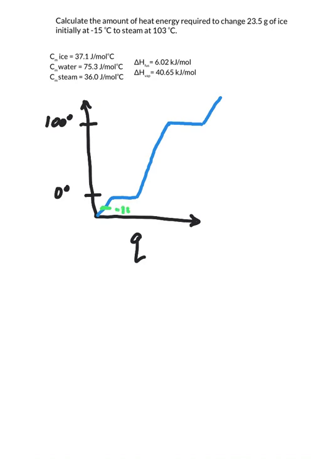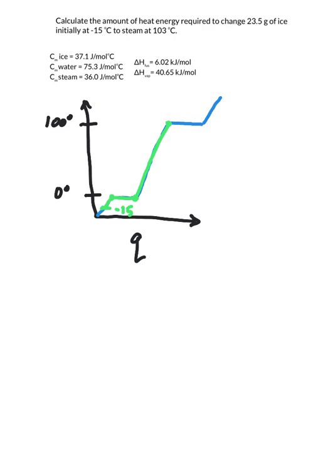We're starting down here at negative 15 degrees Celsius, where we have ice. The first thing that we'll need to do to convert this ice into steam is to first bring it up to its melting point. Step 1. Then we have to melt that ice. That's step 2. Once we've melted ice and converted it into liquid water, we can raise the temperature of that liquid water up to its boiling point.